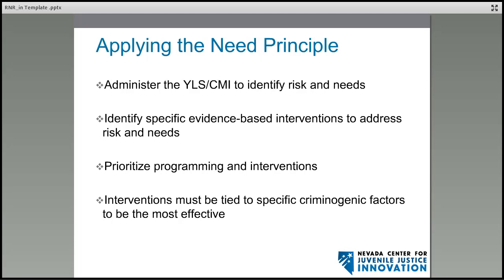Prioritize programming and interventions starting with the highest identified need area. Remember, treatment interventions must be tied to specific criminogenic factors in order to be the most effective at reducing reoffending.